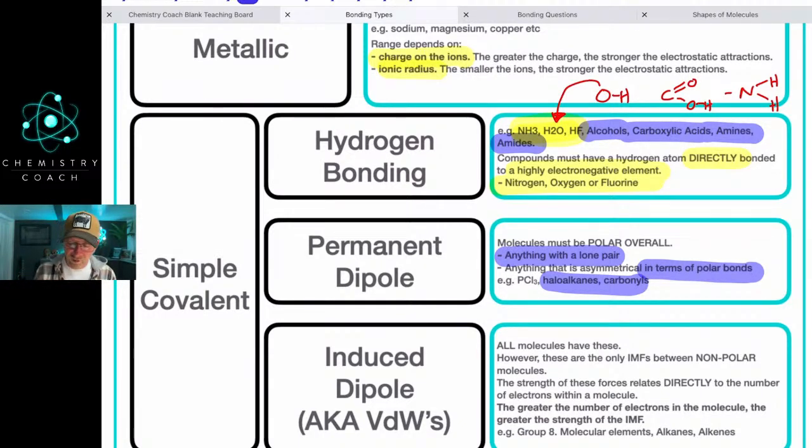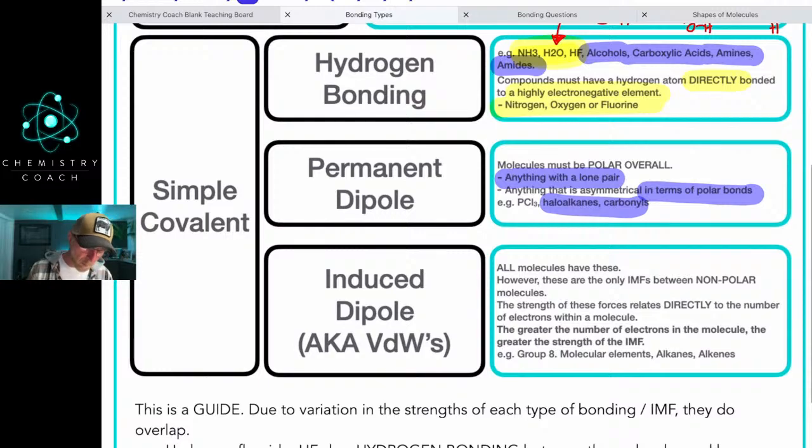Proper double whammy. You've got a dipole here in your C double bond O, your carbonyl group, and you've got hydrogen bonding here. So, you know, they're pretty strong, the attractions between carboxylic acids. Now, the really fun bit. Induced dipole, aka van der Waals forces. Okay, van der Waals forces.